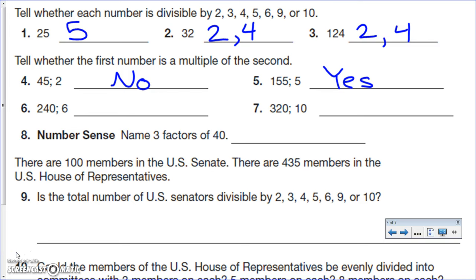For problem 6, we have 240, and we need to know if it's divisible by 6, which means we need to test it with both the 2 and the 3 divisibility rules. We know because it ends in a 0, it is divisible by 2. To decide if it's divisible by 3, we're going to add the 2 plus the 4, which is 6, plus 0, which is 6. 6 is divisible by 3, so it meets both criteria, and it's also divisible by 6.